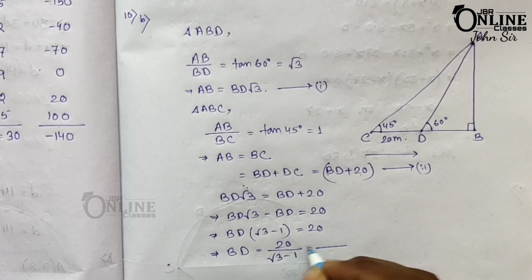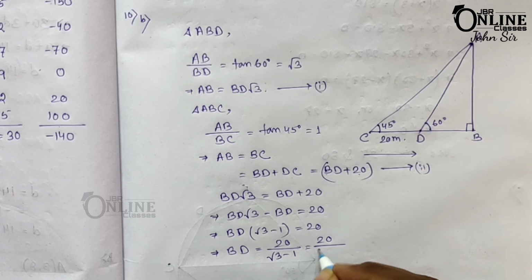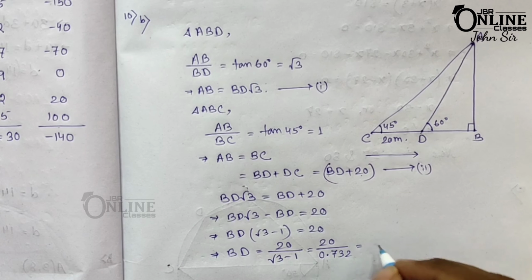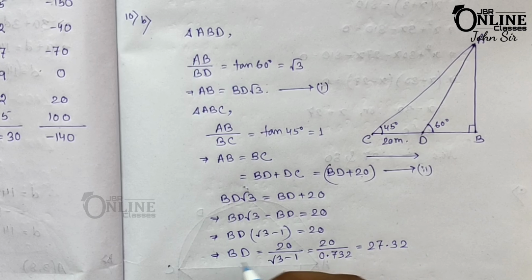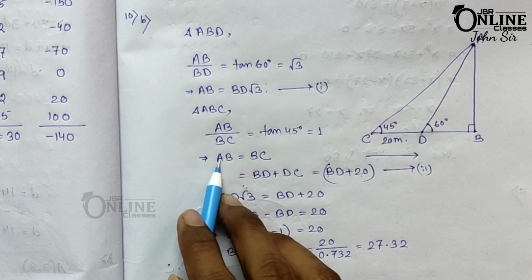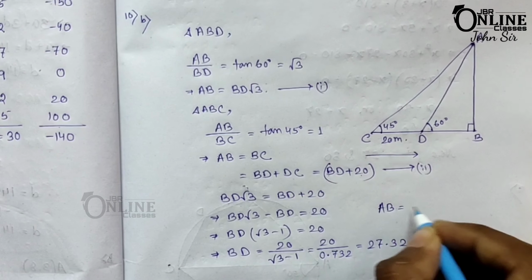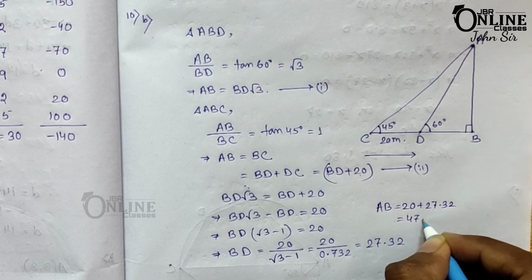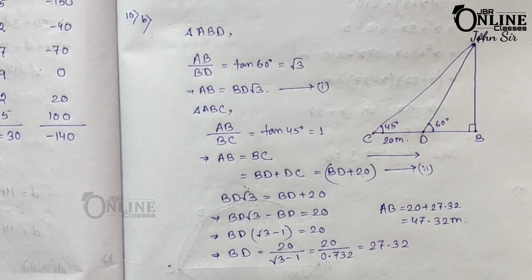So here now 20 and root 3 means 1.732 minus 1, that becomes 0.732. So finally you will get 27.32 approximately. Okay, so BD equals 27.32, and you have to find the height of the tower, that means AB. So AB equals BD plus 20, that means AB equals 20 plus 27.32, that equals 47.32 meters approximately. That is the final answer.